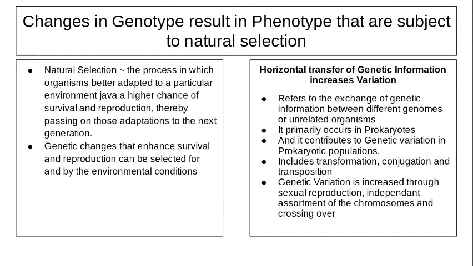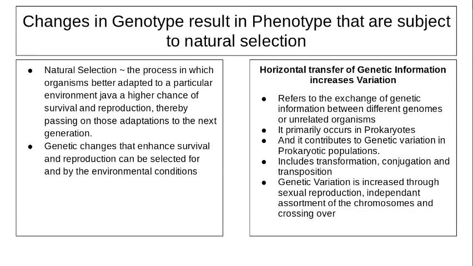Changes in genotype result in phenotypes that are subject to natural selection. Natural selection is the process in which organisms better adapted to a particular environment have a higher chance of survival and reproduction, thereby passing on those adaptations to the next generation. Genetic changes that enhance survival and reproduction can be selected for by the environmental conditions.